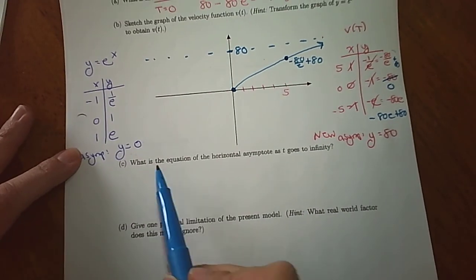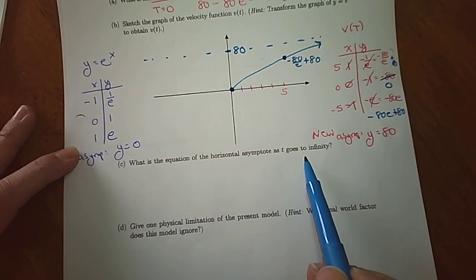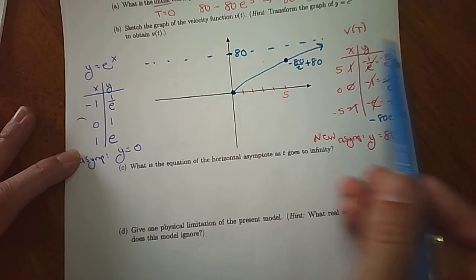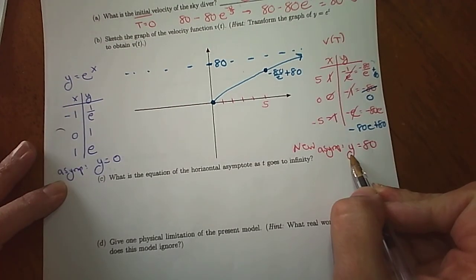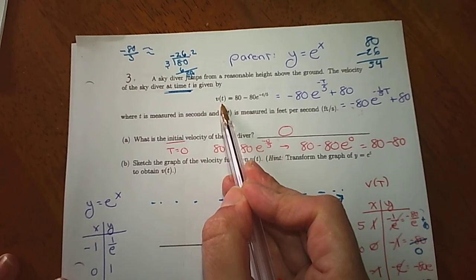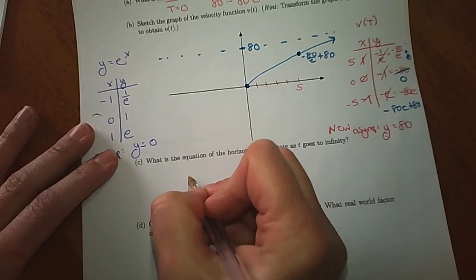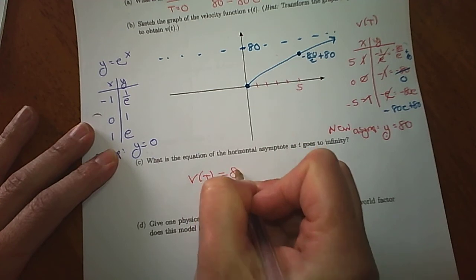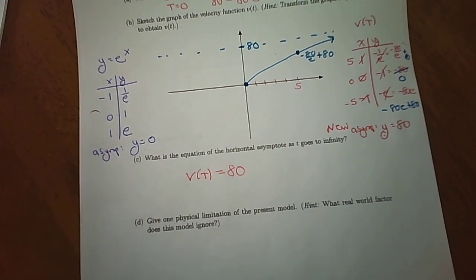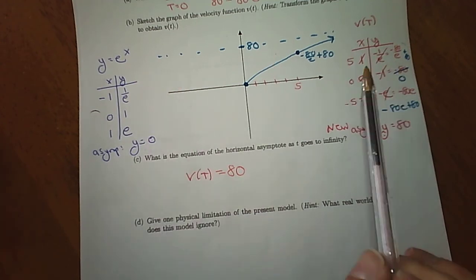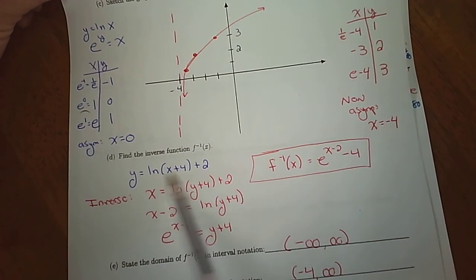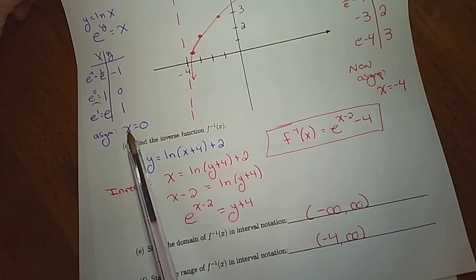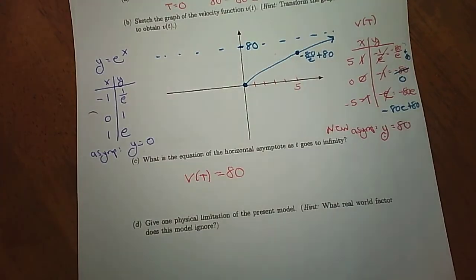Now, let's take a look at this. What is the equation of the horizontal asymptote as it goes to infinity? And look, by graphing it, we already answered this question. The horizontal asymptote, now I'm not going to use y because this equation didn't use y. This equation used v of t. So this would be v of t equals 80. So that would be the horizontal asymptote. So what's interesting, you guys, is for exponential equations, the asymptote is always y equals 0. And if I go back to the last one, in log equations, the asymptotes are always x equals. Okay. Last one.